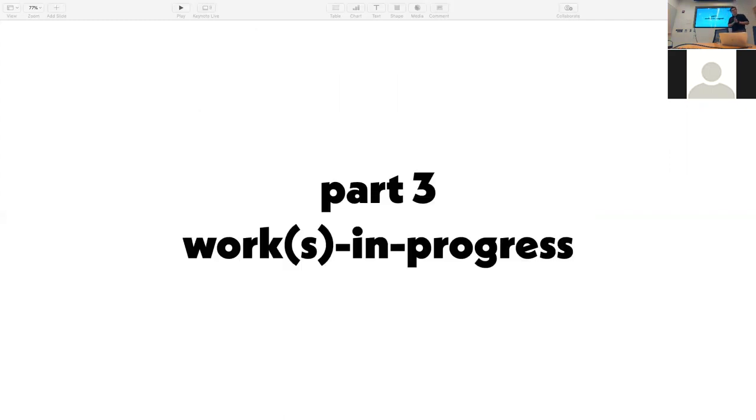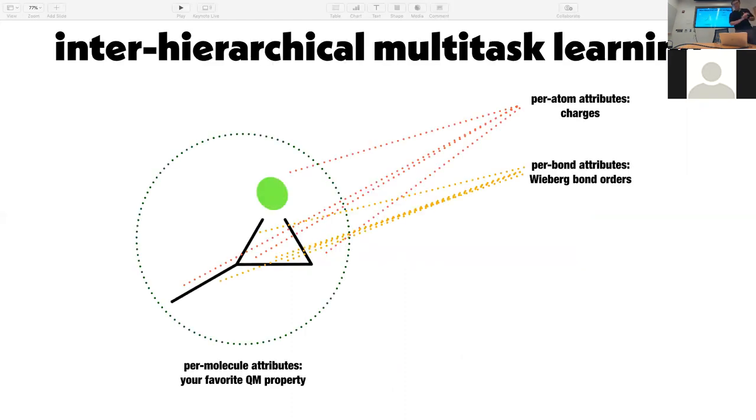All right, and I'm going to talk a little bit about the work in progress, and that's it. The one thing that we're doing right now is inter-hierarchical multitask learning. This is something new. We want to look at how this model is predicting the physical properties. Is there any correspondence or agreement with how the properties themselves are determined physically?